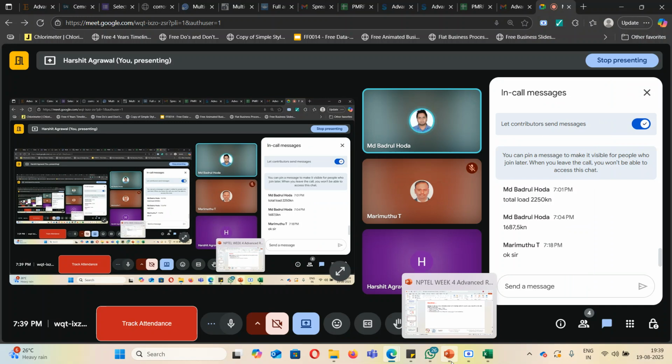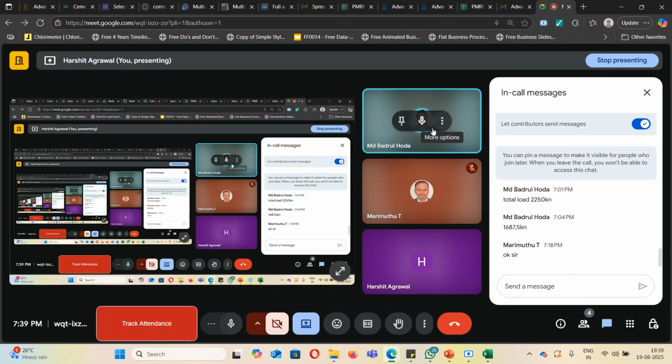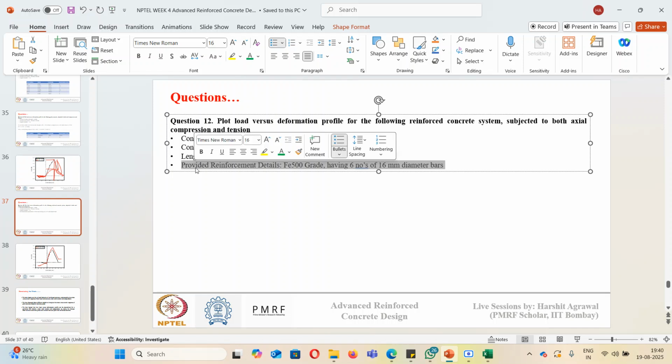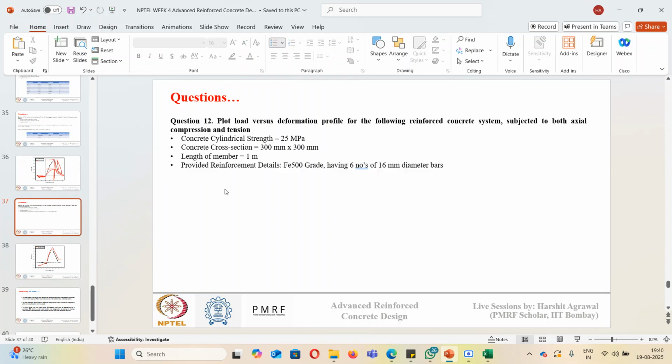Any doubt? We'll keep the compressive strength of concrete as 25 MPa, so we will use the Hognestad curve. The concrete cross section is the same, the length of the member is the same, but now we have provided reinforcement also. So Fe 500 grade having six numbers of 16 diameter reinforcement is provided on the tension side. So what is the effect of addition of reinforcement? We will see now. Just give it a try.